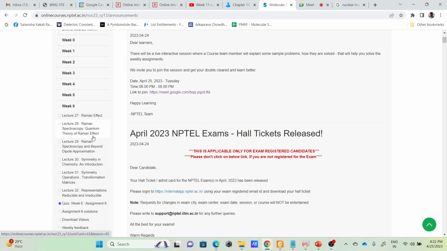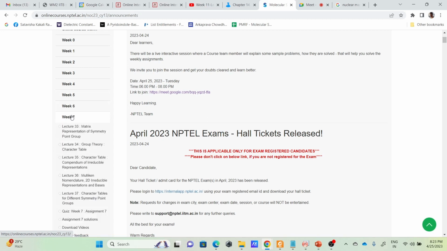Why was symmetry necessary? Symmetry was necessary to understand the spectroscopy of polyatomic molecules beyond the homonuclear diatomic molecule. There we learned how symmetry transforms, what symmetry operations or symmetry elements are, what transformation matrices are, and what reducible and irreducible representations are. How we can represent our symmetry as a symmetry operation, and what the relationships are there.